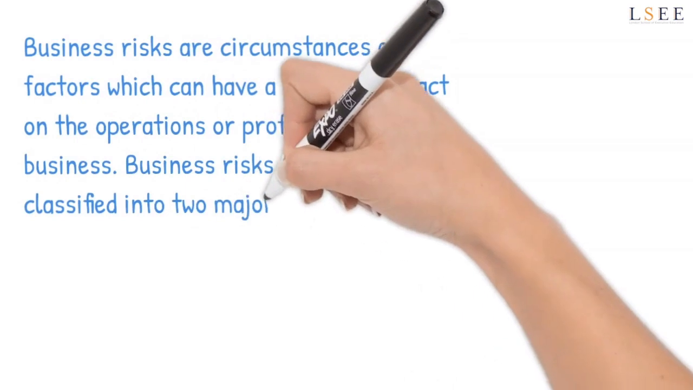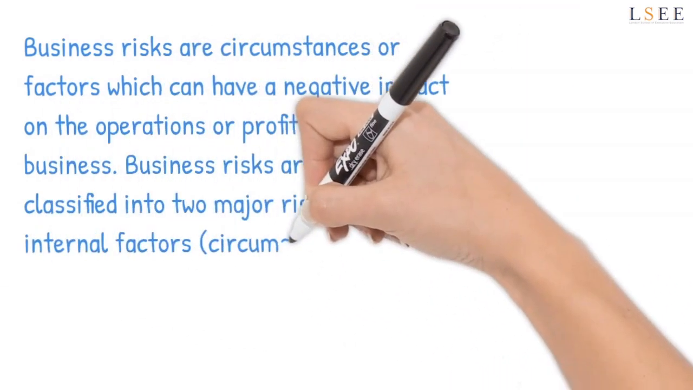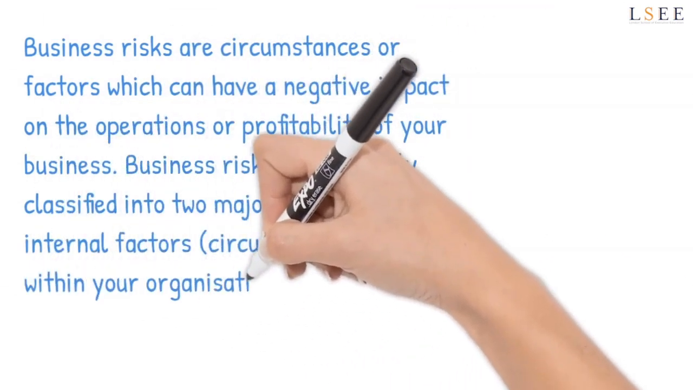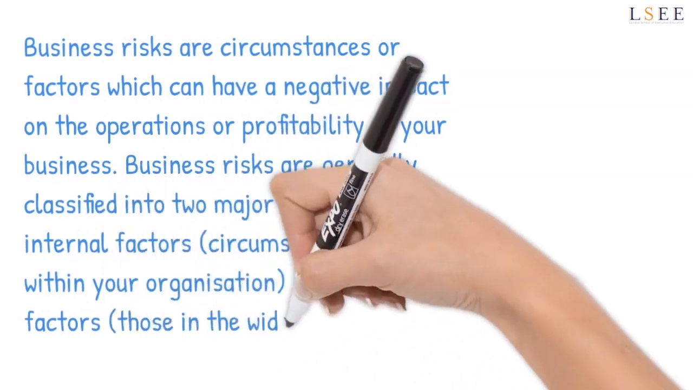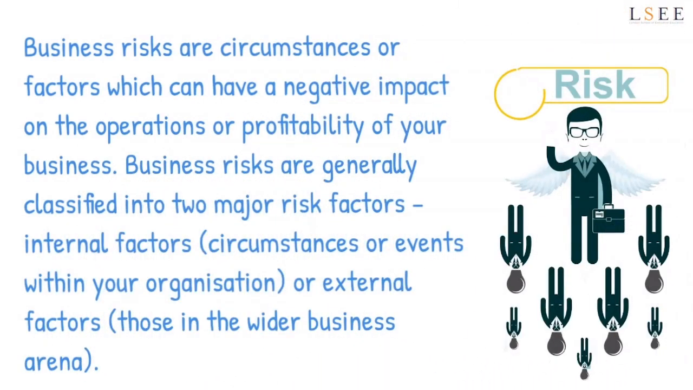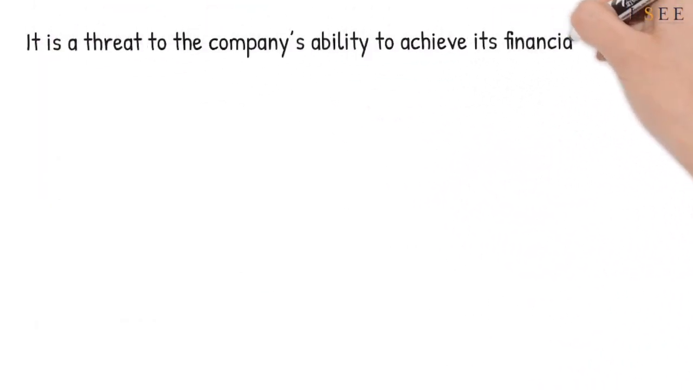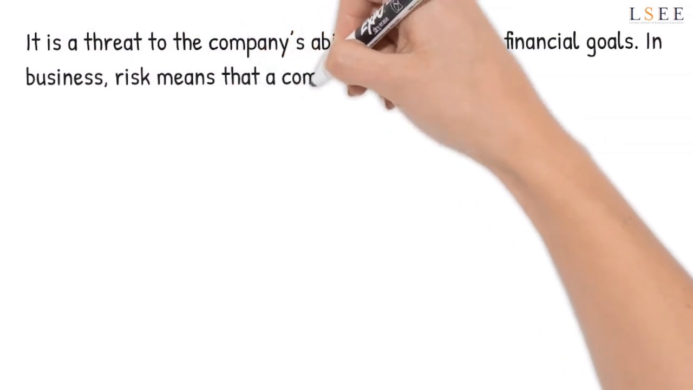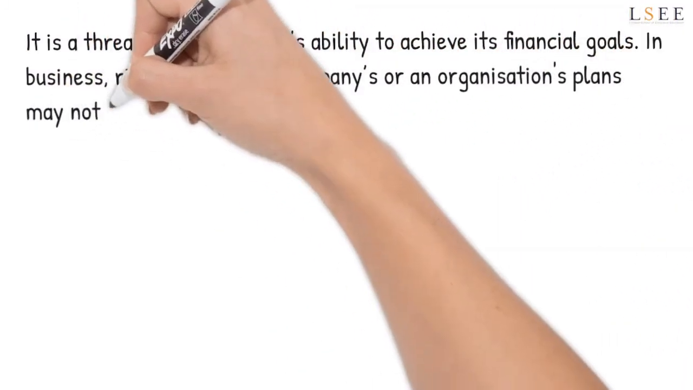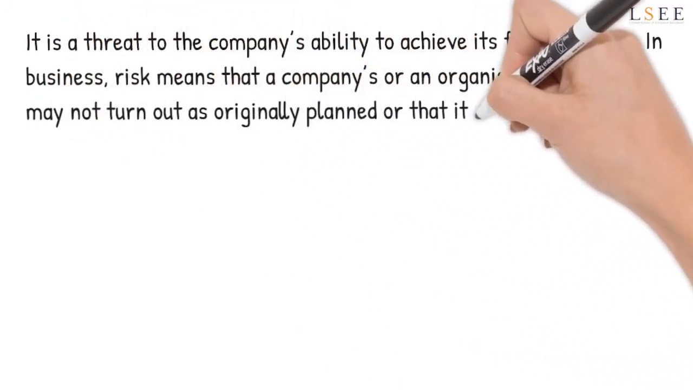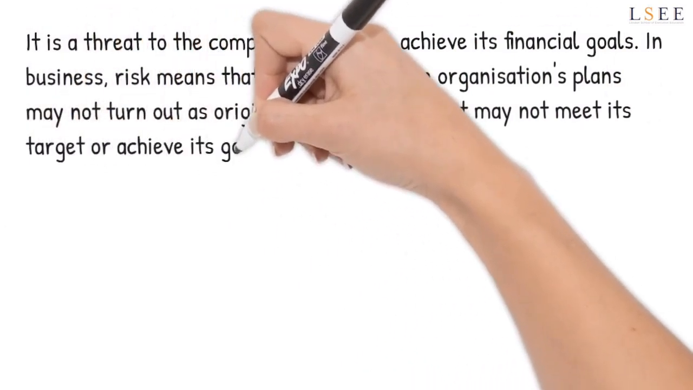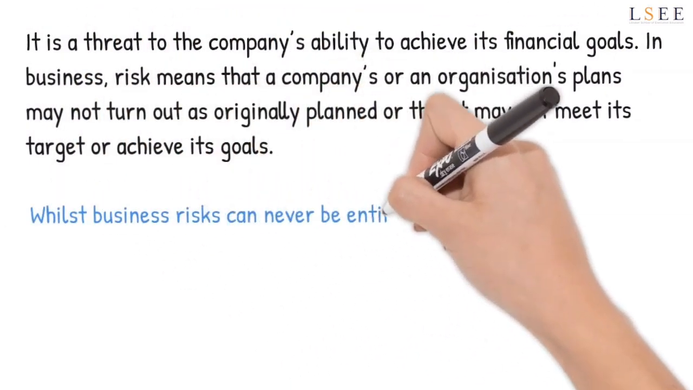Business risks are generally classified into two major risk factors: internal factors, circumstances or events within your organization, or external factors, those in the wider business arena. It is a threat to the company's ability to achieve its financial goals. In business, risk means that a company's or an organization's plans may not turn out as originally planned, or that it may not meet its target or achieve its goals.